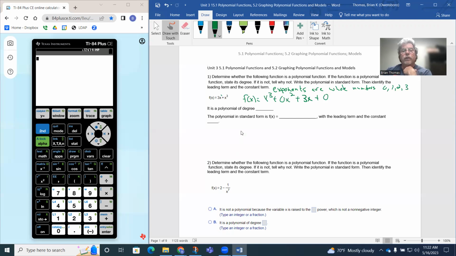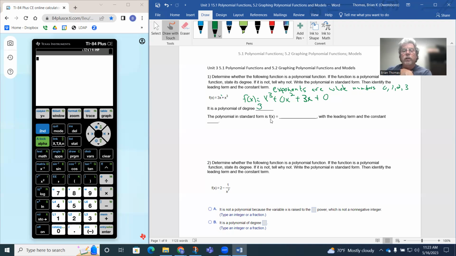So is this a polynomial? It is a polynomial function. So let's see, I got two choices. So it is a polynomial function of degree 3. Since our exponents are whole numbers, this is going to be a degree 3 polynomial, since the highest degree was the x cubed term.